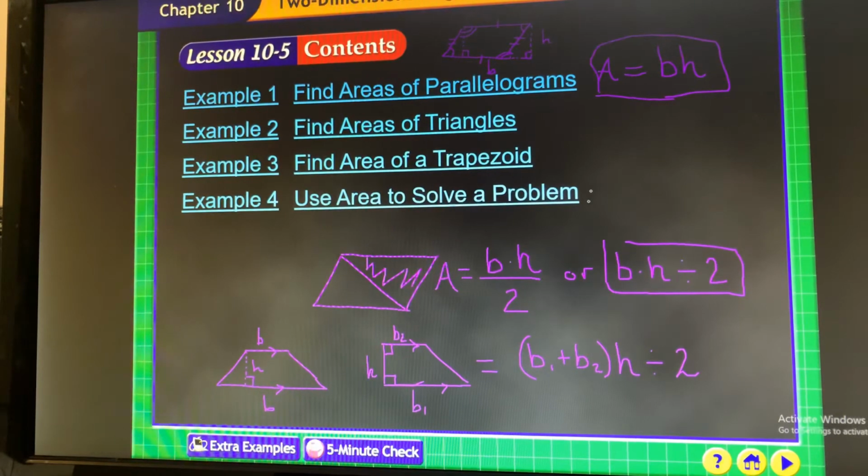Notice all three of them are using base and height. If you think about your pictures, they all make sense. Parallelogram's easiest, which is base times height. Triangle is half of a parallelogram, which is why it's base times height divided by 2. And your trapezoid is base 1 plus base 2 times the height divided by 2.